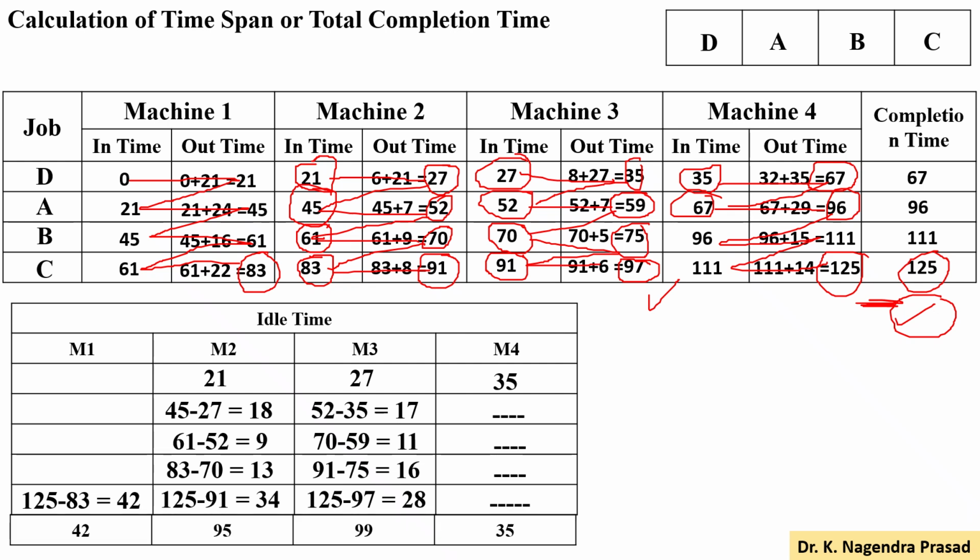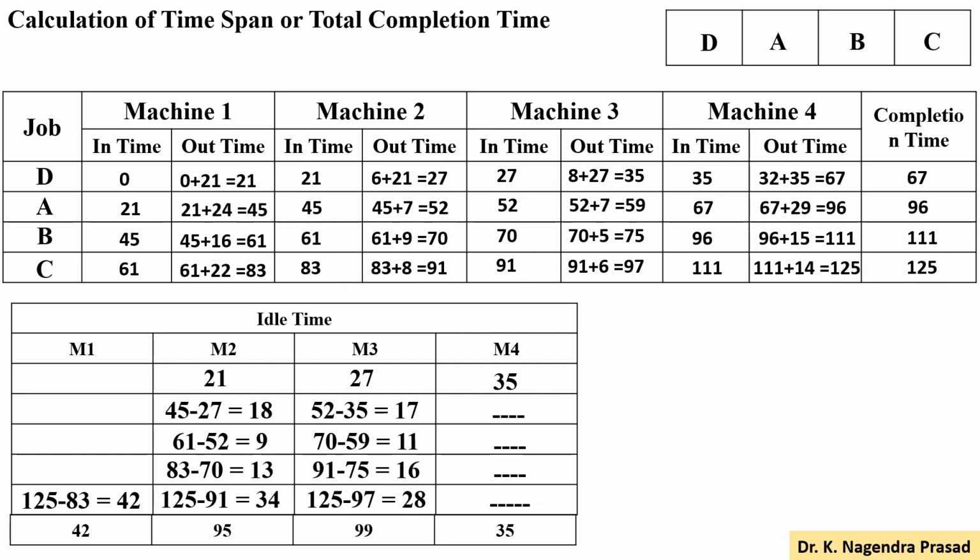So the total waiting time or idle time for machine 1 is 42 hours. The idle time for machine 2 is 95 hours. For machine 3 it is 99 hours. And for machine 4 it is 35 hours. This is the solution, and thank you.